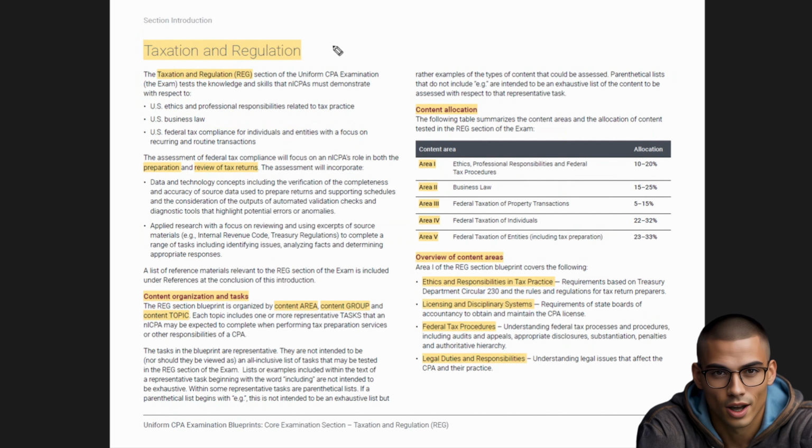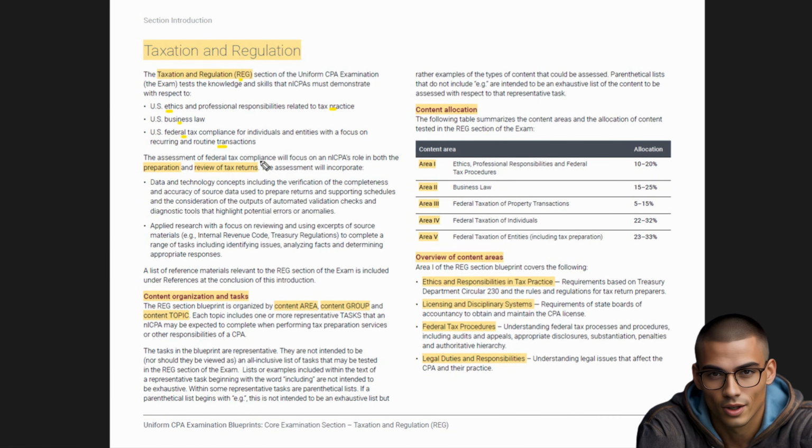So getting into what you'll need to know for the taxation and regulation section of the CPA examination, this section is going to test a candidate's knowledge and skills related to the U.S. ethics and professional responsibilities related to tax practice, related to U.S. business law, and related to the U.S. federal tax compliance for individuals and entities, which will focus on reoccurring and routine transactions.